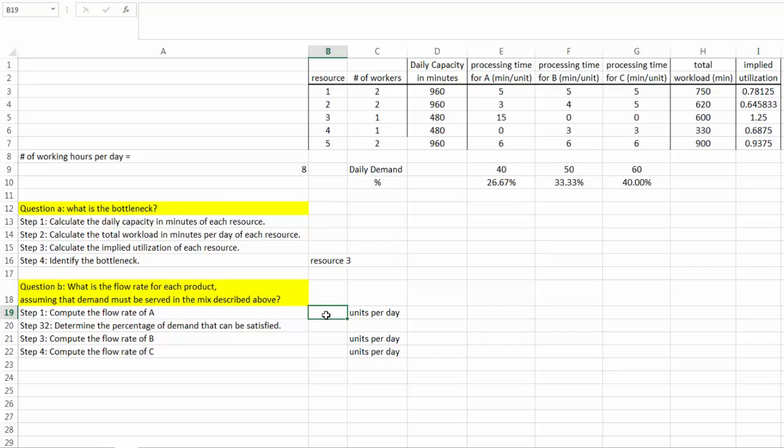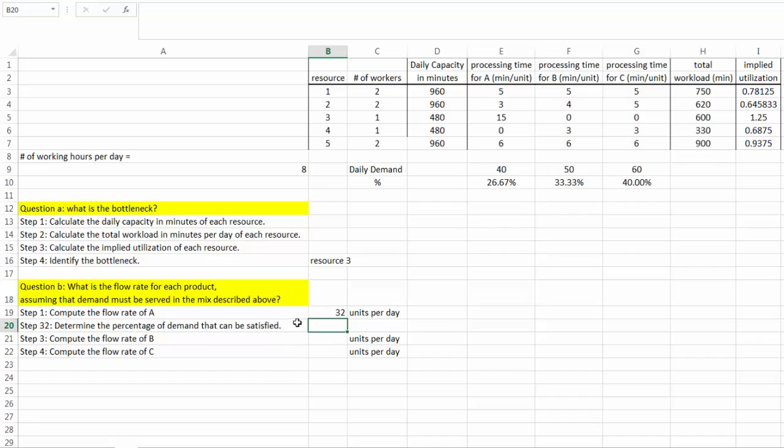First of all, we already know that the bottleneck is resource 3, and if you take a look, resource 3 only works on product A, and it has nothing to do with product B and product C. Okay, so let's see what's gonna be the flow rate. Resource 3 will spend the entire 480 minutes to produce product A, and it takes 15 minutes per unit. So the flow rate of product A is going to be equal to 480 divided by 15. We get 32 units per day. That is to say, we can only produce 32 units of product A per day.